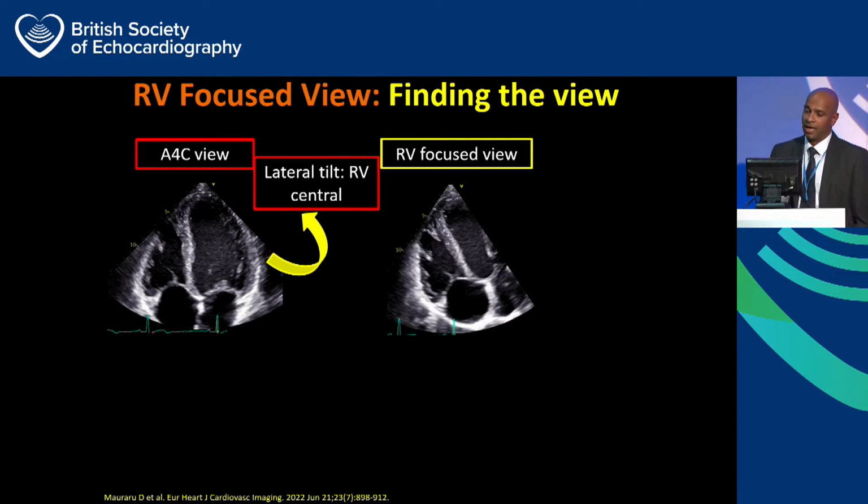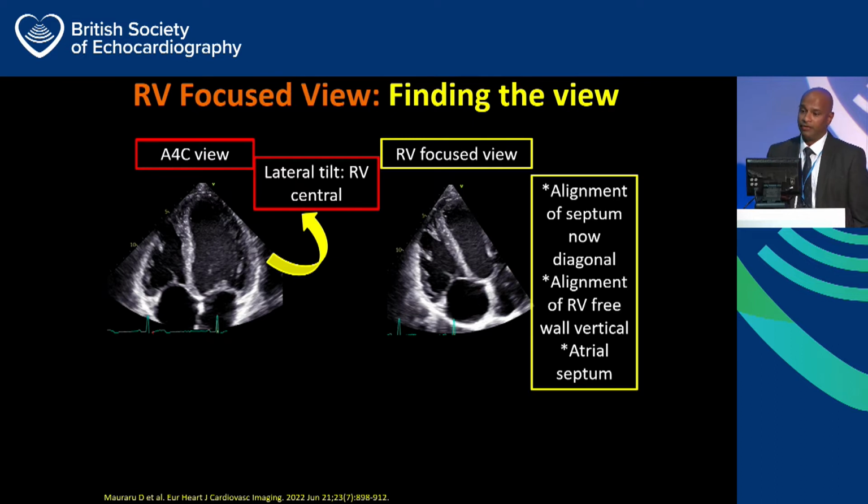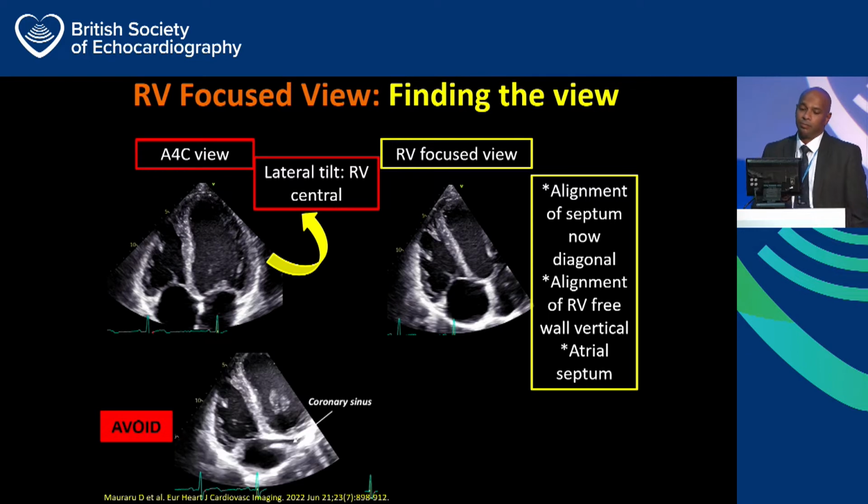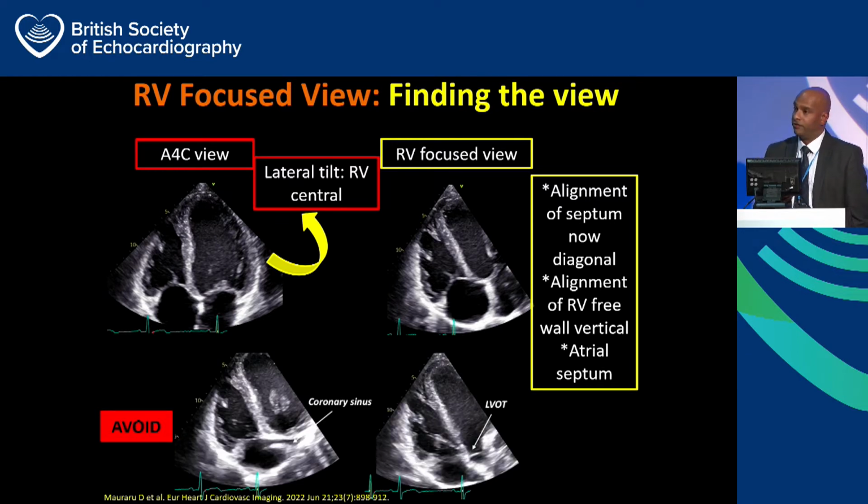And a couple of things to look out for to make sure we have a proper RV focus view. You can see the alignment of the septum, rather than being straight as it is with a standard apical 4-chamber view, is now more diagonal. And the RV free wall is now the vertical plane. And you can see that we can also appreciate the atrial septum, because it's important that we avoid the coronary sinus coming in, and it's important that we avoid seeing the LVOT.